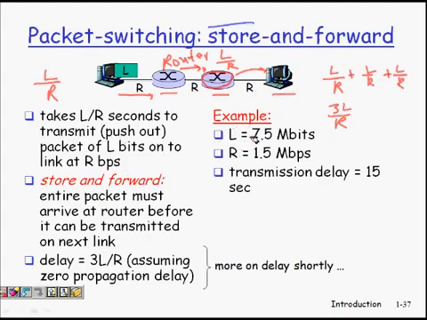So for example, if 7.5 megabits was the size of the packet and the rate was 1.5 Mbps, then 7.5 by 1.5, which is 5 seconds, would have been taken for transmitting from one hop to the next hop. There are 3 hops, so it would have been 15 seconds.